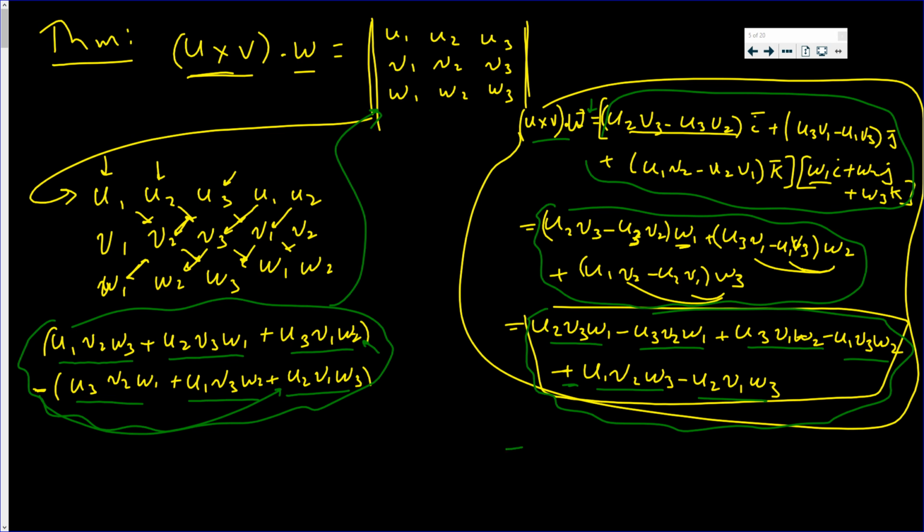Okay, this last line could be U1, U2, U3, V1, V2, V3, W1, W2, W3. That completes this video or this proof.